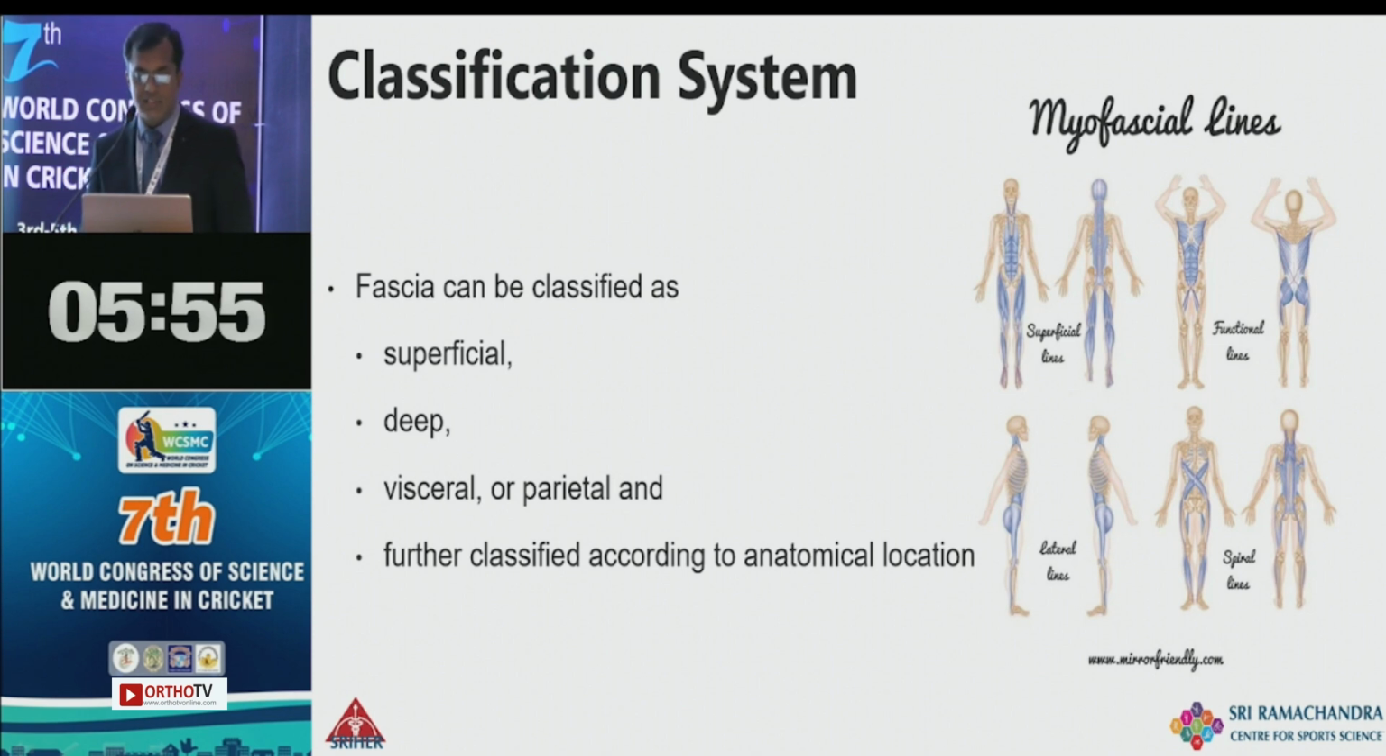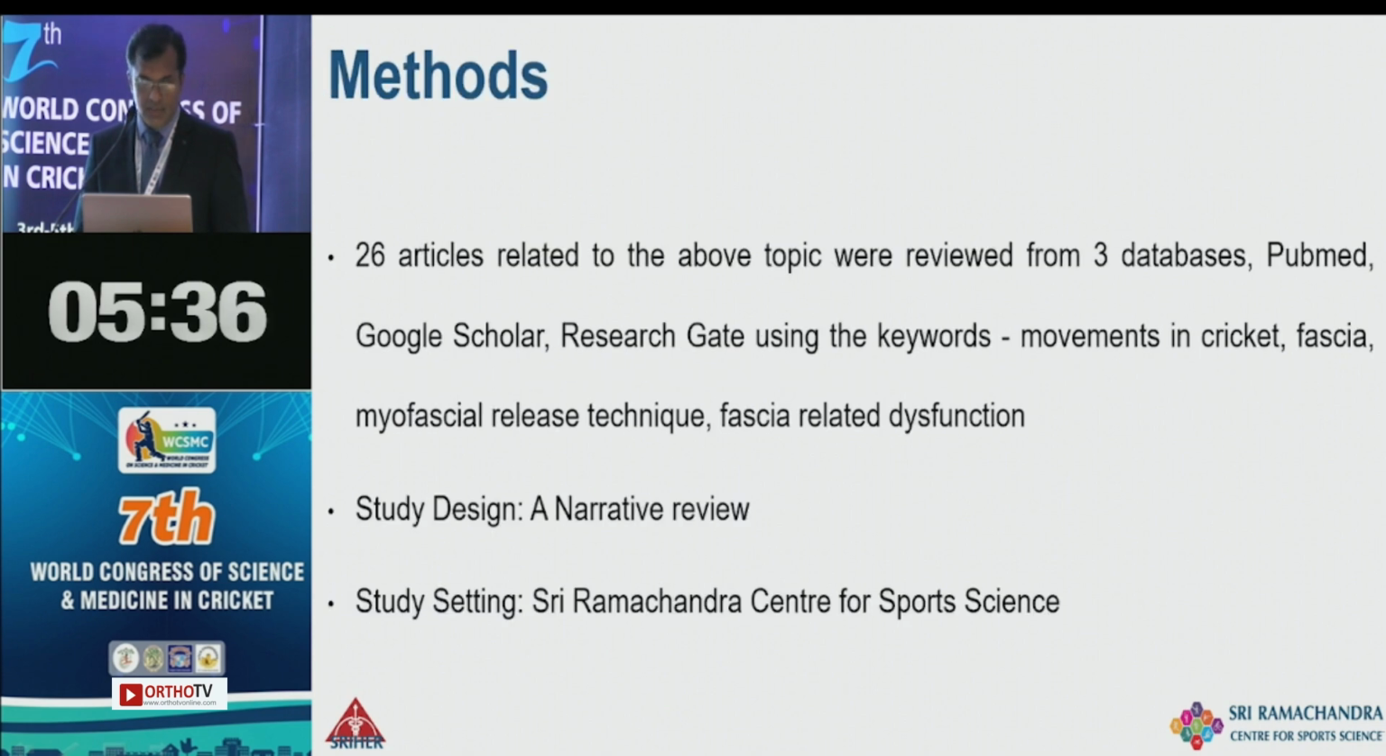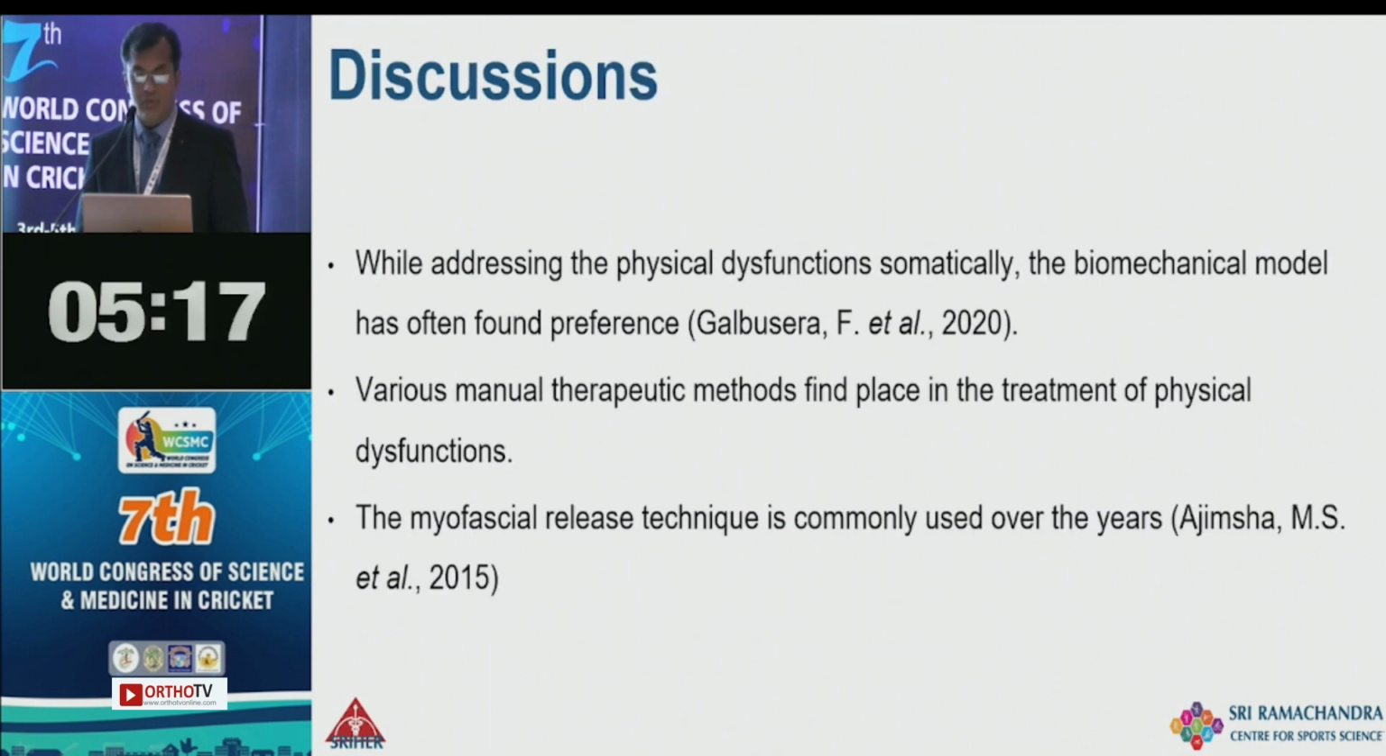The fascia can be classified as superficial, deep, visceral or parietal, and further classified according to the anatomical location. The aim of the study was to understand the relationship between the fascial lines and the physical movements involved in cricket from the existing literature. In the methods, 26 articles related to the above topic were reviewed from 3 databases: PubMed, Google Scholar, ResearchGate, using the keywords movements in cricket, fascia, myofascial release technique, fascia related dysfunction. It was a narrative review conducted at Sri Ramchandra Center for Sports Science.